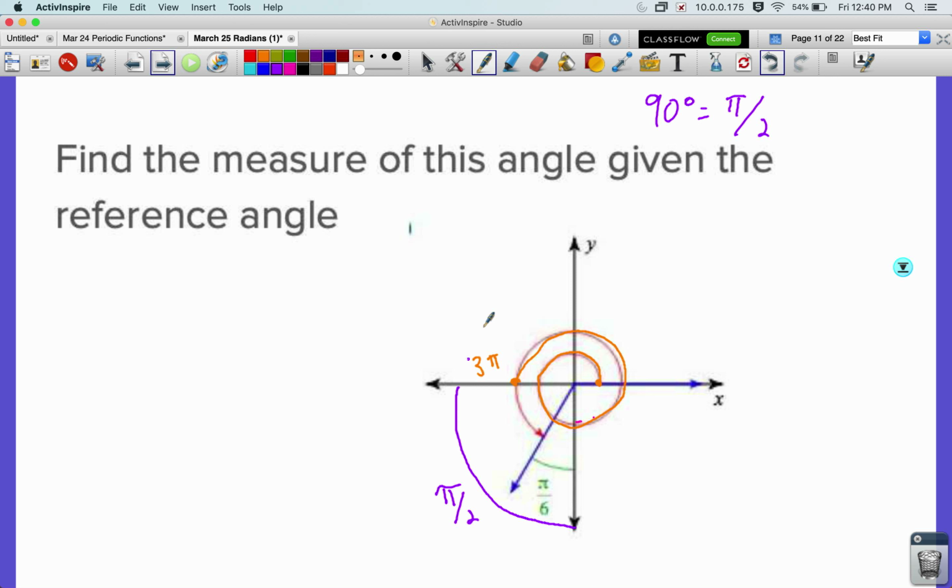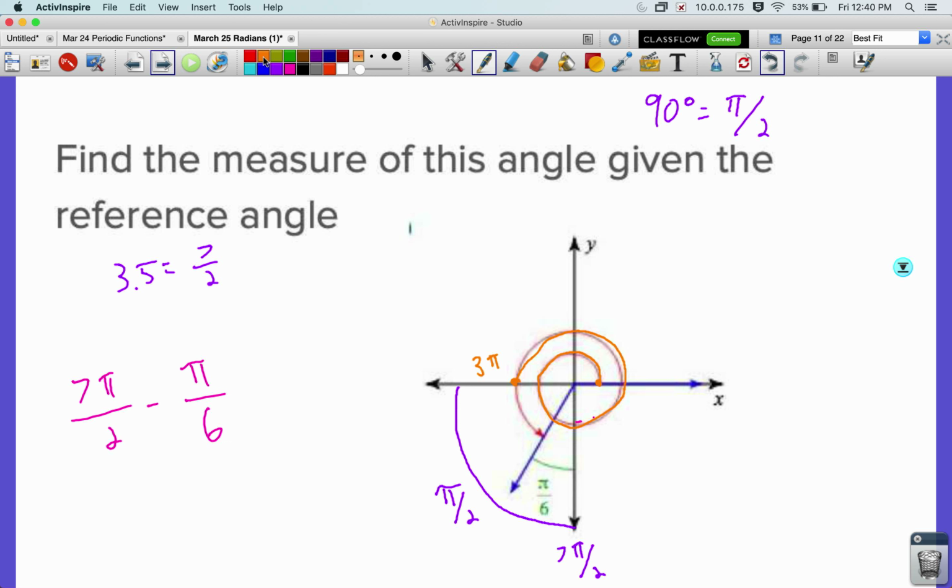So I could say, all right, following my spiral, I'm at pi, 2 pi, 3 pi, 3.5 pi. 3.5 is the same as 7 over 2. So if I go past my terminal side, all the way to here, I'm at 7 pi over 2. And then I need to back off this pi over 6. So 7 pi over 2 minus pi over 6.